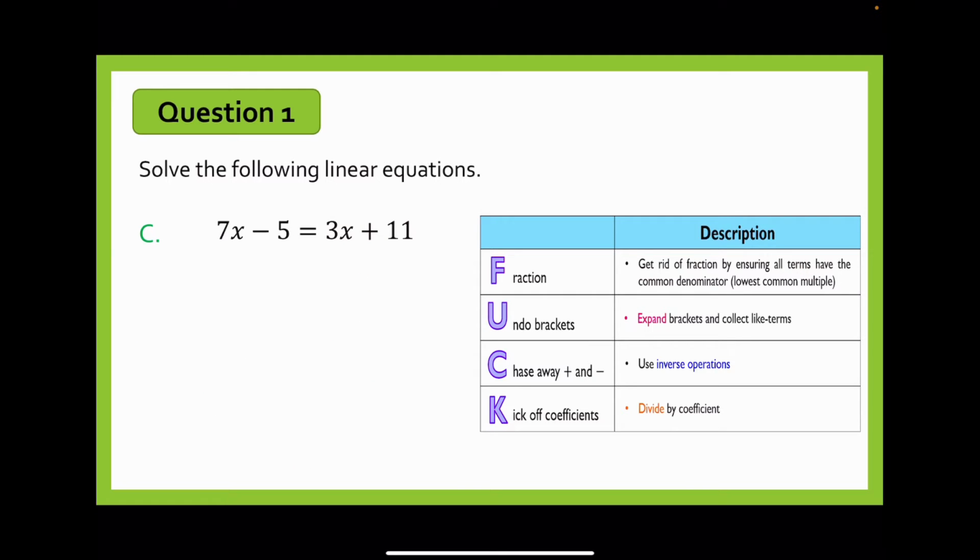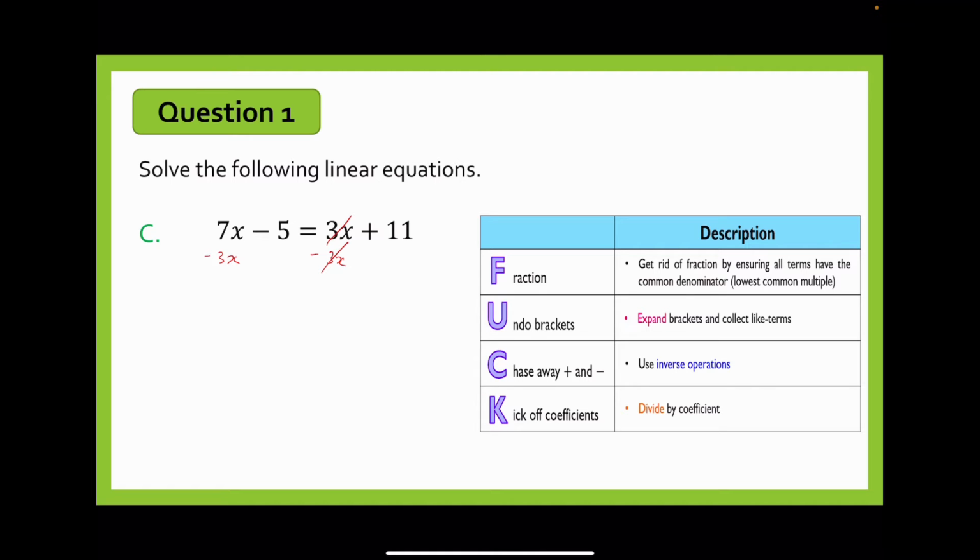For question c, I've got variables found on both sides of the equation. Generally, we like to keep the x's or the letters on the left-hand side. So what I'll do first is cancel out the 3x by subtracting 3x from both sides of the equation.